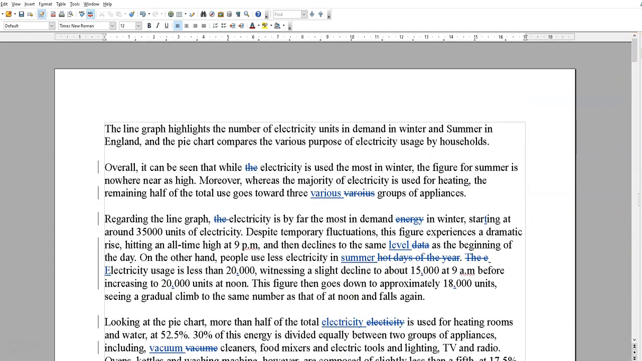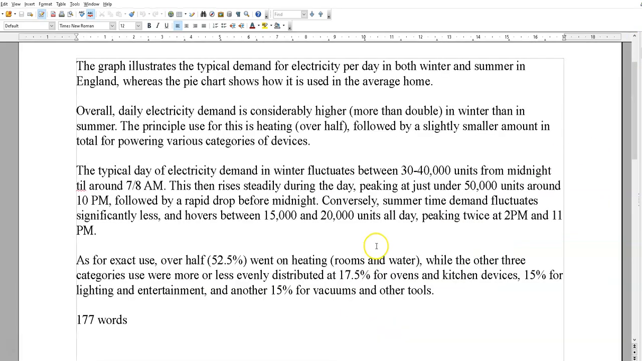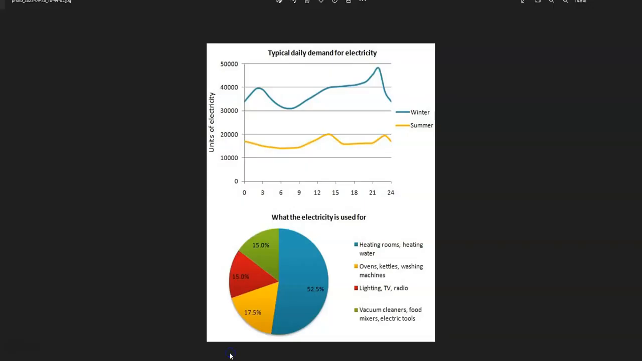I'll put mine up for you to have a look at. Okie doke. Pretty straightforward, as you can see.